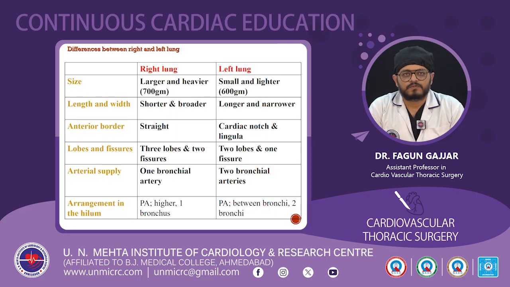As for the lobes and fissures, there are 3 lobes and 2 fissures in the right lung, and 2 lobes and 1 fissure in the left lung. Right lung is supplied by only 1 bronchial artery, while left lung is supplied by 2 bronchial arteries. And for arrangement in the hilum, the pulmonary artery is higher on the right side and there is 1 bronchus, while on the left side the pulmonary artery is between the bronchi and there are 2 bronchi.